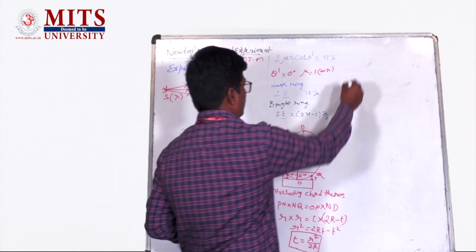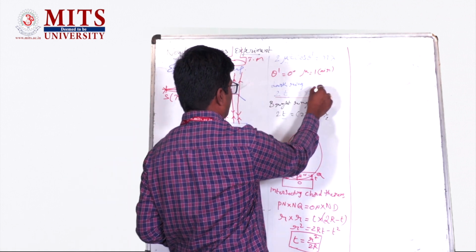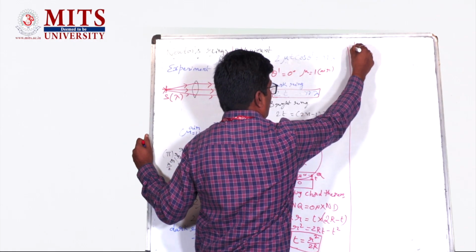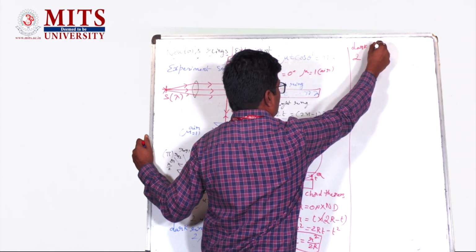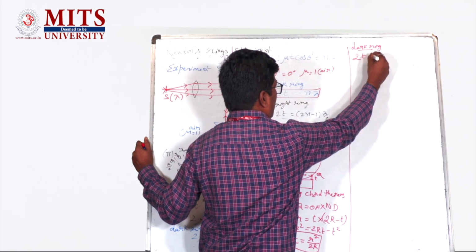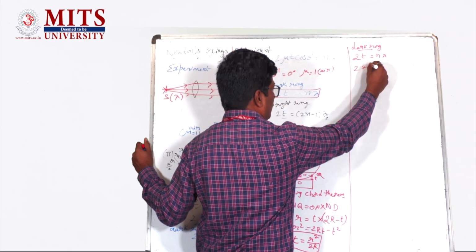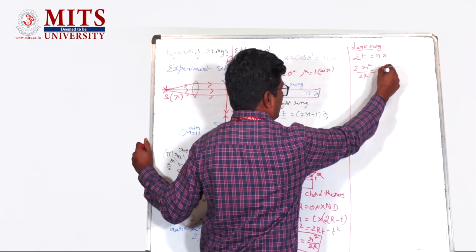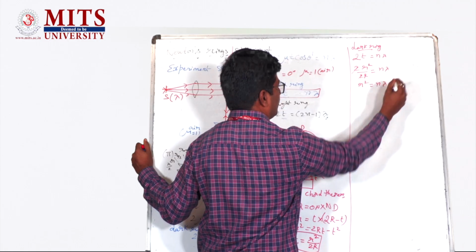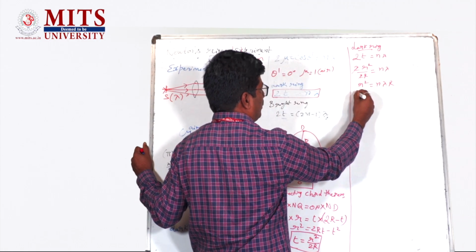So let us continue our discussion from this equation. Now for the dark ring, 2t is equal to n lambda. So 2t is r square by 2r, which is equal to n lambda. So 2 gets cancelled, and r square is equal to n lambda r. So this is for the dark ring. Similarly, you can do it for the bright ring.